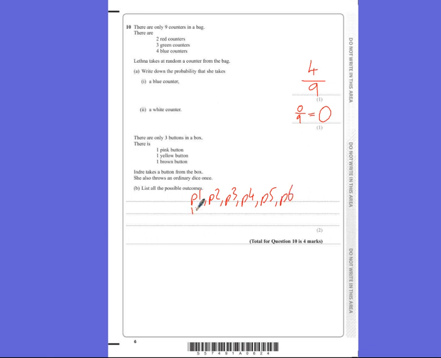We could also have a yellow with a 1, a yellow with a 2, a yellow with a 3, 4, 5 and a 6. And finally we could have a brown with a 1, a brown with a 2, brown 3, brown 4, brown 5 and brown 6.